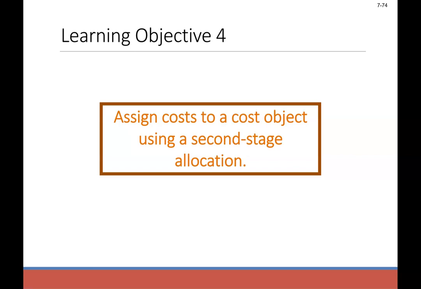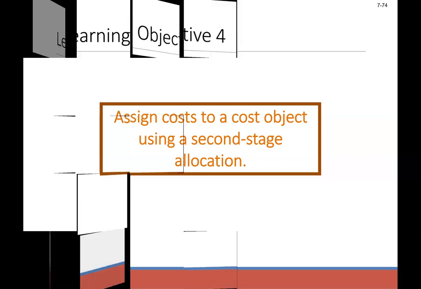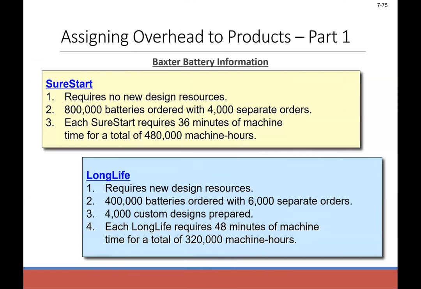Now, assigning cost to cost objects using that second stage allocation. We've got to come up with the total cost and then the number of activities in order to come up with a cost. Sure Start batteries require no new design resources. But with Long Life, we require design resources. With Sure Start, we had 800,000 batteries ordered with 4,000 separate orders. With Long Life, we had 400,000 batteries ordered with 6,000 separate orders. Okay, more orders, a lot more orders.